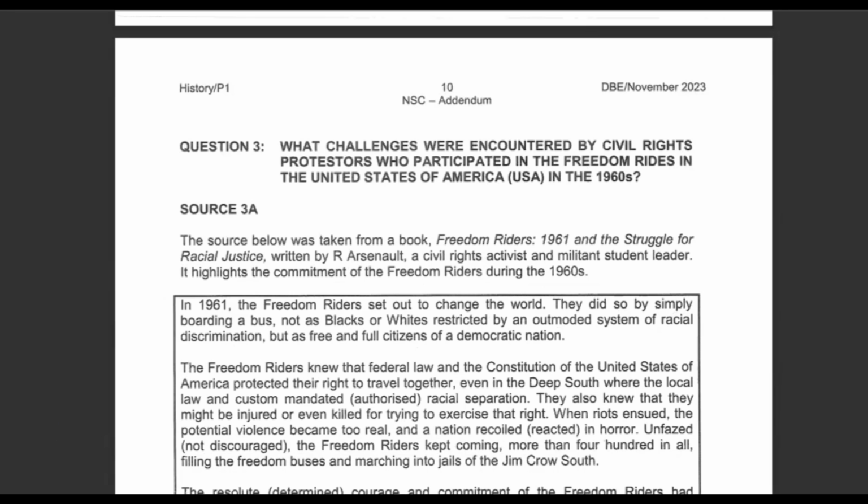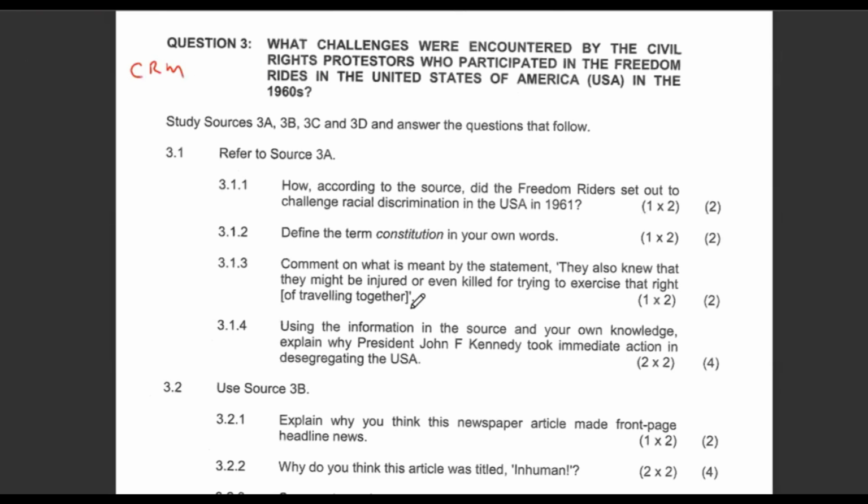Yes. So this is where we get our answer, so we need to highlight it. They simply did it by boarding a bus, not as black or whites, restricted by an outdated mode of racial discrimination, but as free and full citizens. All right.